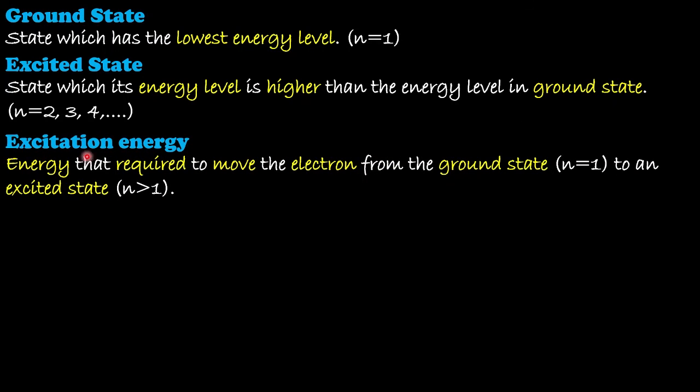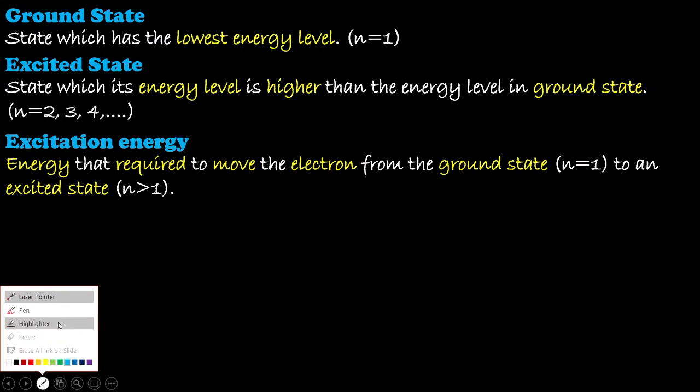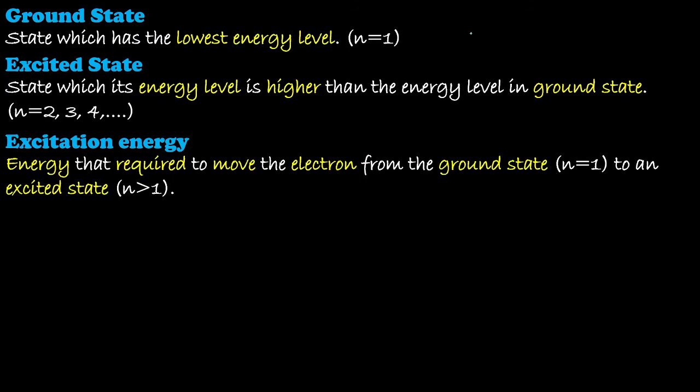Then what is meant by excitation energy? Let's say an electron moves from n equal to 1, the ground state, to the first excited state. The energy is increased, and this change in energy we call the excitation energy. It's the energy required to move your electron from the ground state to an excited state. Your ground state is always n equal to 1.